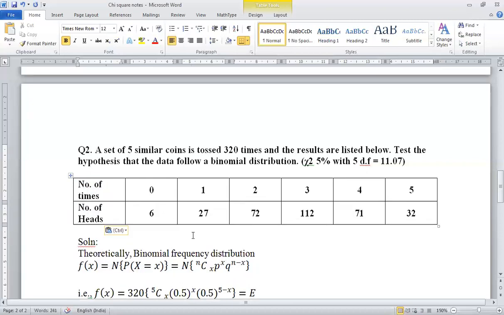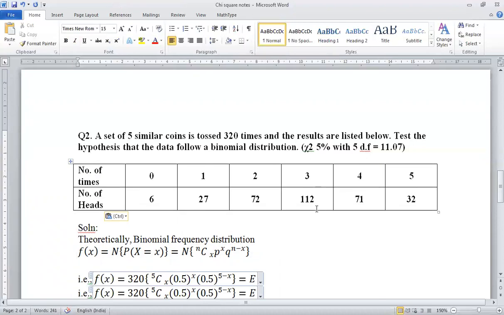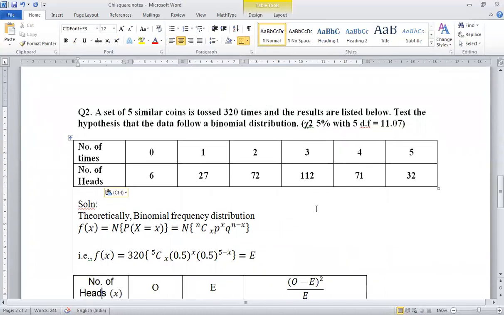Here, the data given is the number of heads and the number of times they have repeated the experiment. Let's substitute: the capital N, the number of times the coin is tossed, is 320, and there are 5 coins, so the small n value is 5. When we toss a coin, the probability of getting a head is half, that is 0.5, and the probability of not getting a head is also 0.5. We denote these values by p and q.